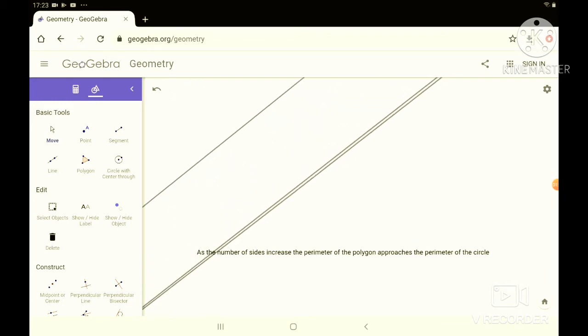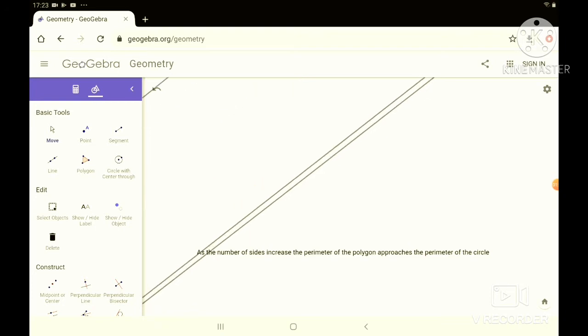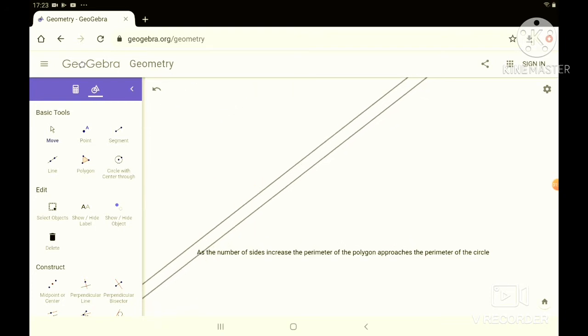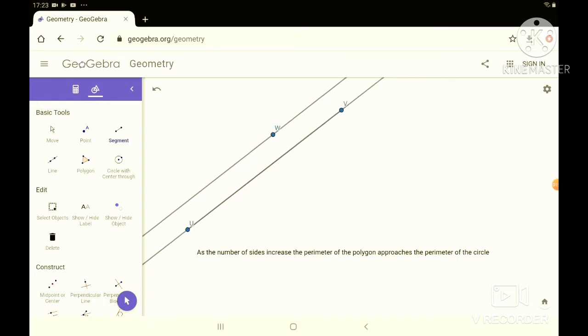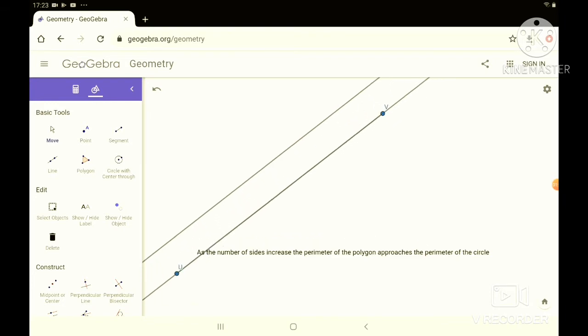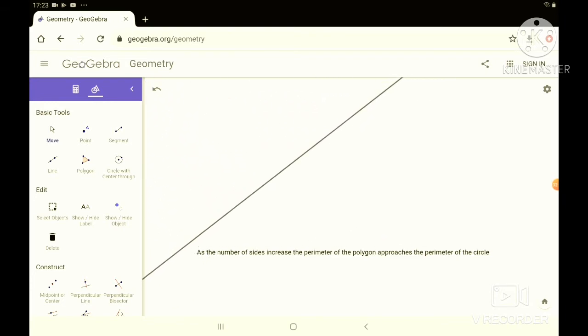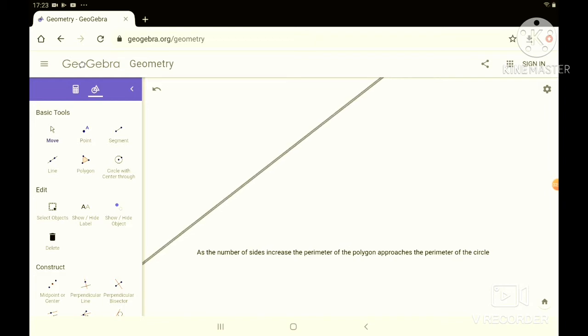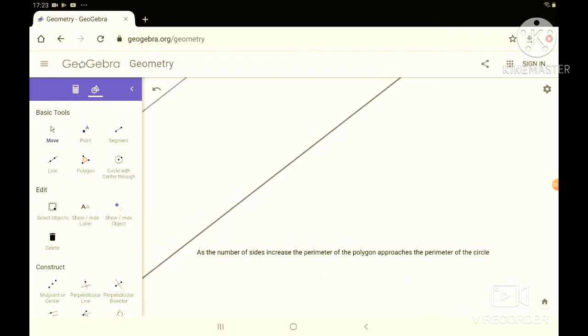Over here there is still some gap, some space left, which can be filled by adding another segment, which is UV. And here, let me delete it. Okay, and here we've got some more space. See, it's getting broader and broader, which means there is only a tiny space left. So in this way it is approaching the perimeter of the circle.